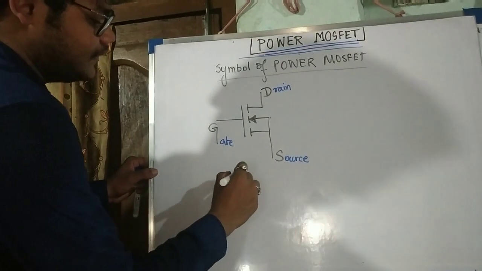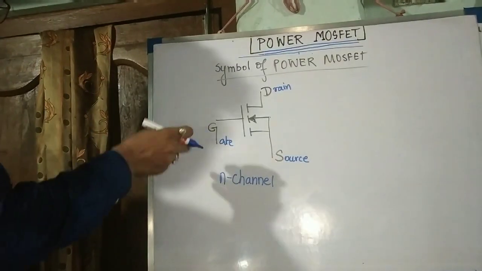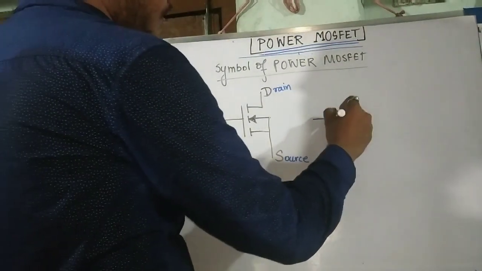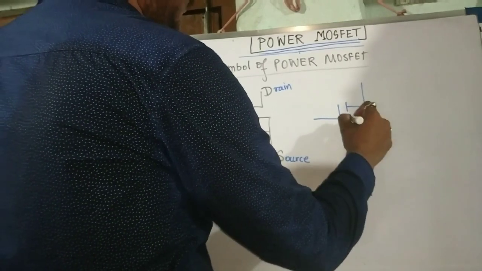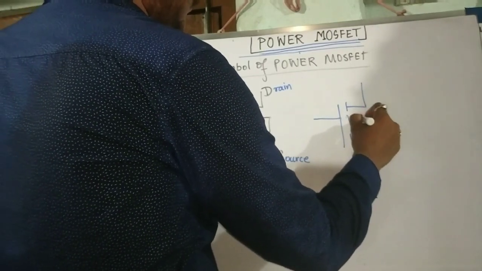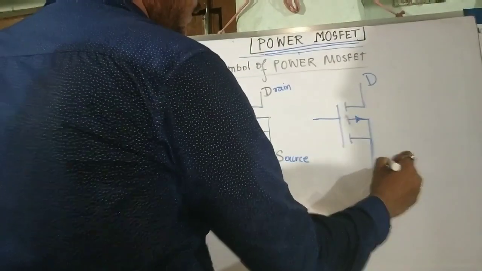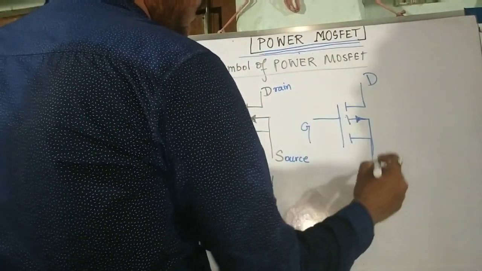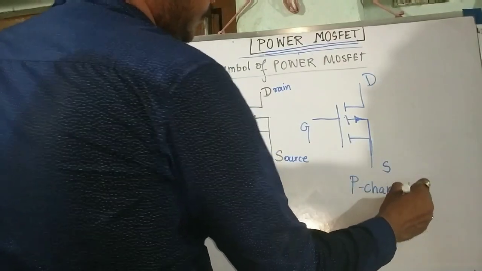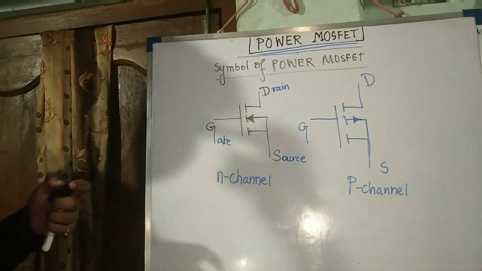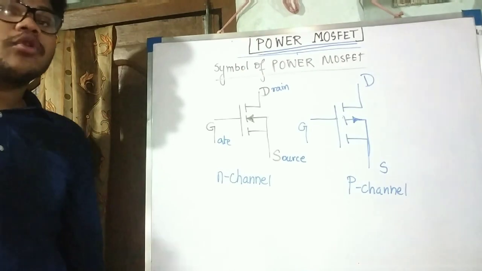See, this is an N channel. Arrow going inwards means N channel, and arrow going outwards is your P channel. This is drain, this is source, and this is gate. This is your P channel. The symbols remain the same for the power MOSFET and also for the low power MOSFET.